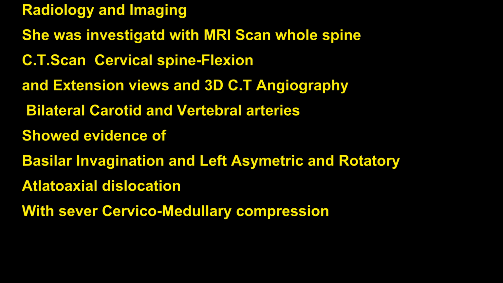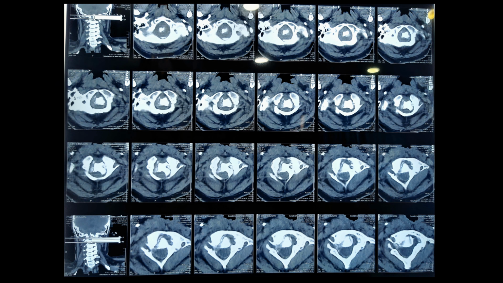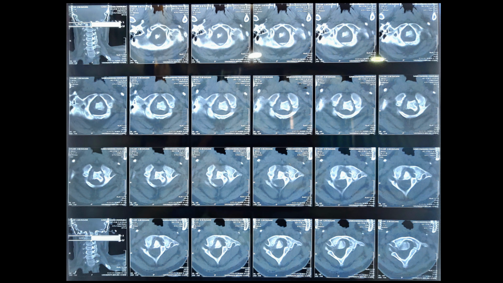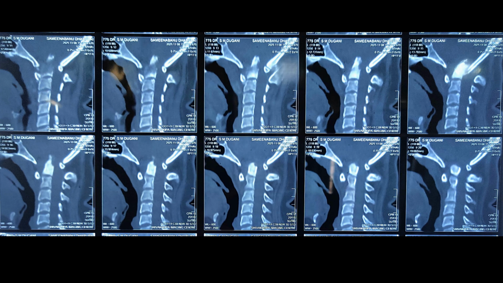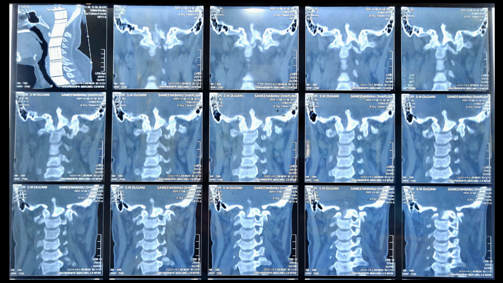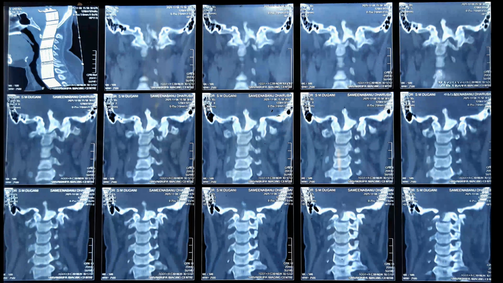She was investigated with an MRI scan of the brain, a CT scan of the cervical spine with flexion and extension, and a 3D CT angiogram, which showed evidence of basilar invagination. The left side joint was wider and the neck tilted towards the right side, and the atlantoaxial joint was narrowed. These are the images showing the telescoping of the odontoid into the foramen magnum for about 1 inch, with a lateral asymmetric rotary dislocation with a tilt towards the right side.